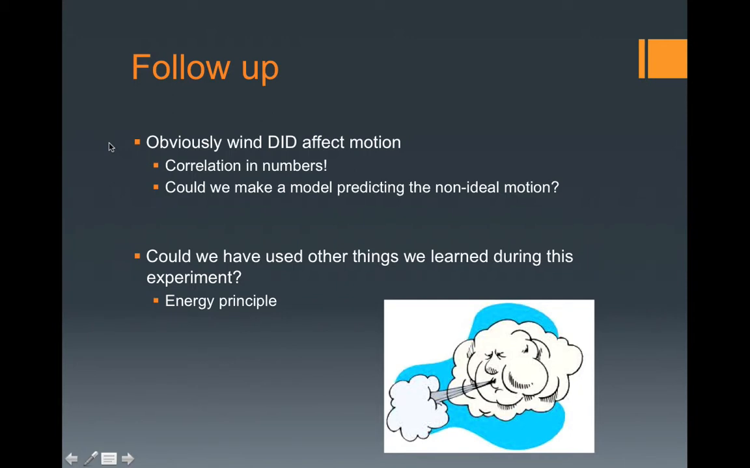So, follow up. Obviously wind did affect the motion. There are interesting correlation numbers. I told you that the while loop was for 2 seconds, whereas the real flight pattern was around 1.5 seconds. And actually that correlated with the distance difference as well. It was about a 50% difference in distance traveled. So I don't think that's just a coincidence, but rather the wind actually had a correlating impact on the basketball.